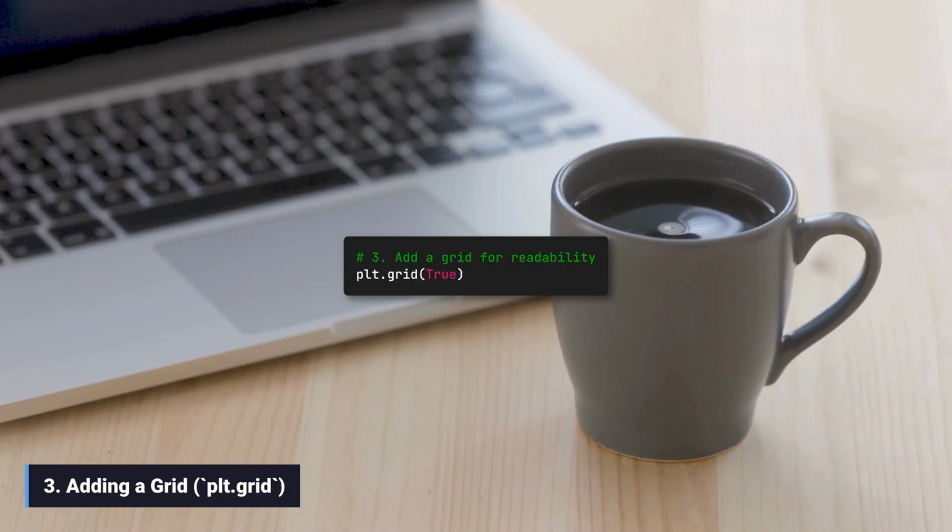3. Adding a grid. To make it easier for viewers to estimate the values of points, we can add a grid to the background of the plot using plt.grid and setting its argument to True. This adds horizontal and vertical reference lines extending from the tick marks on the axis. This should be called before plt.show.